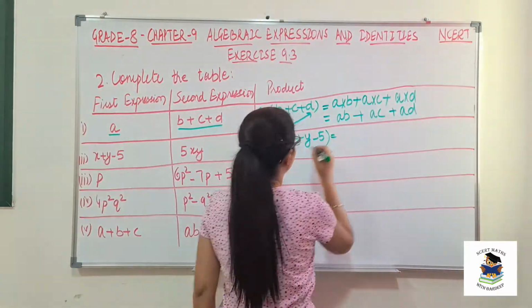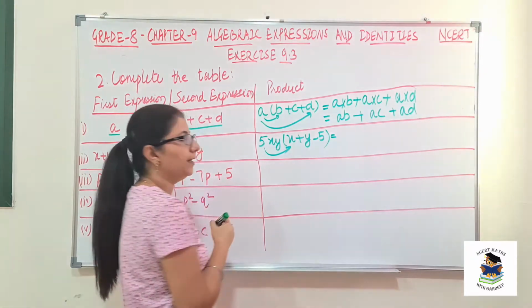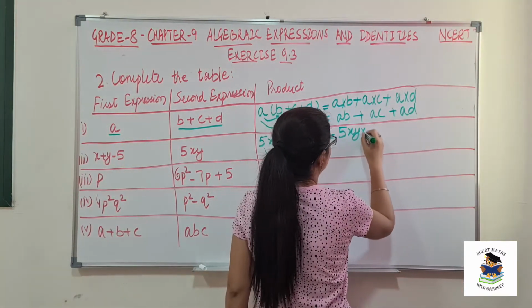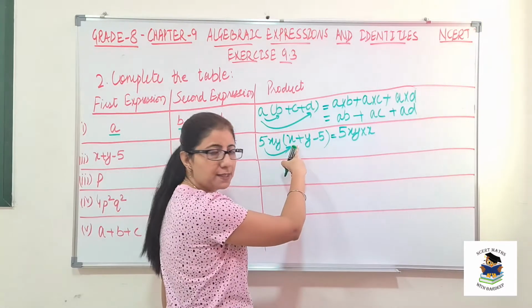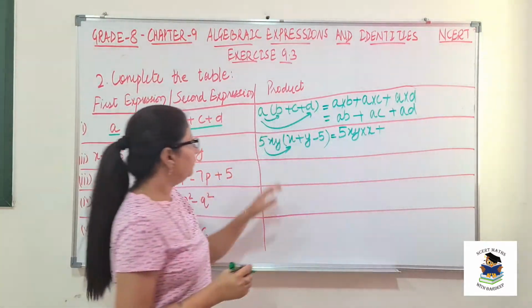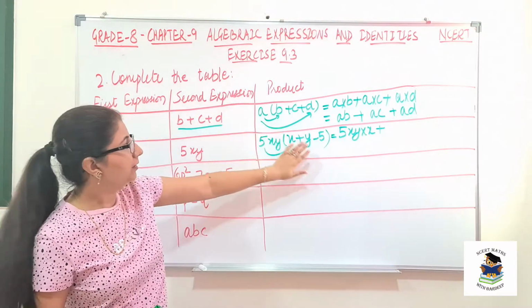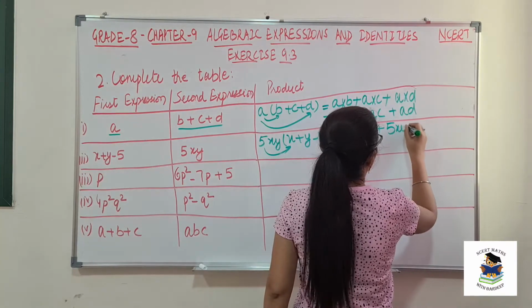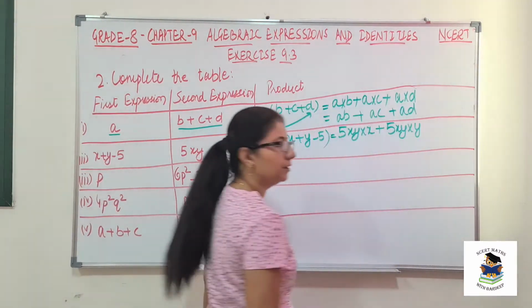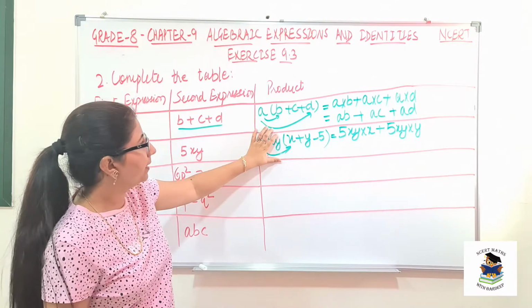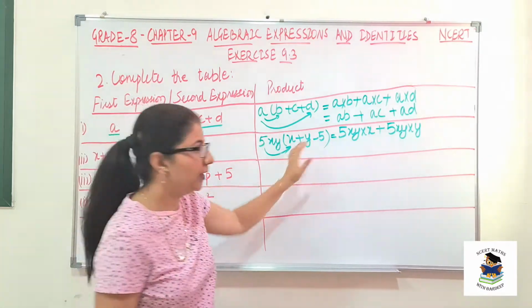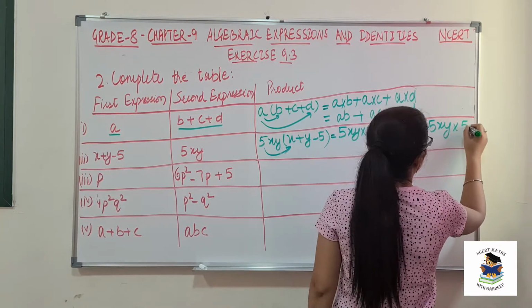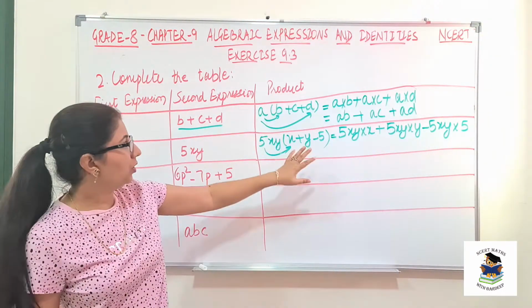Here, first we should multiply 5xy with x. So that is 5xy into x. Now plus sign will come. Again we will multiply 5xy with the second term, that is y. So 5xy multiplied with y. So again 5xy should be multiplied with 5. That is 5xy multiplied with 5. So now let's solve it.